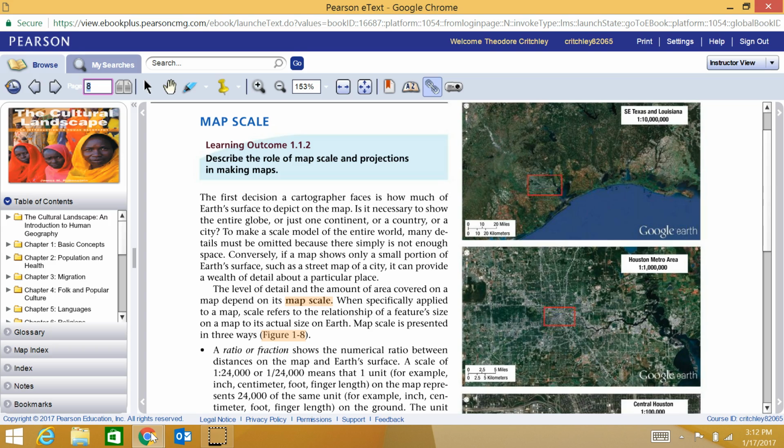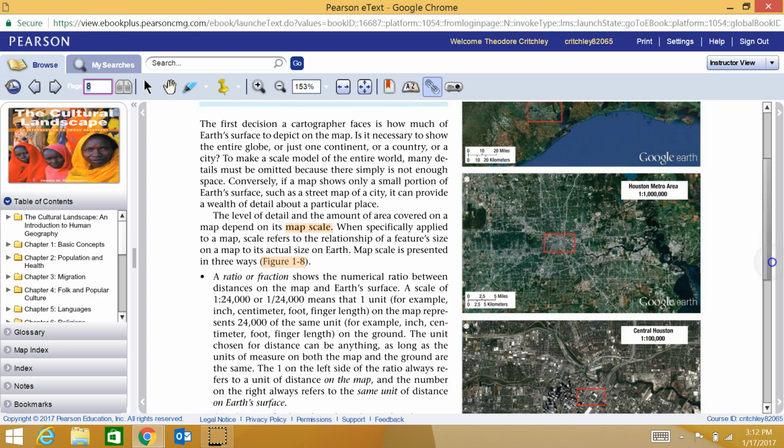You have the ratio or the fraction. Again, most people refer to it as the ratio scale. You have the written scale, and you have the graphic scale. And looking at this, you can see a couple different blends as we look at this, and I'll highlight with the pointer right here. In the top right-hand corner on the Google Earth, and you can look at any of these maps, it says 1 to 10 million, 1 to 1 million, and 1 to 100,000 right there, you guys.